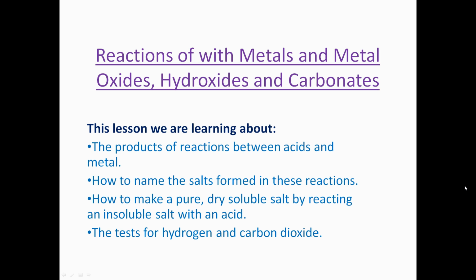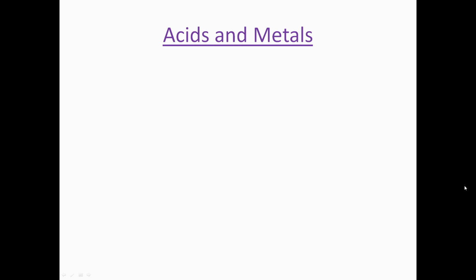We're going to look at the names of the salts formed in these reactions, how we get those names, and how we can make a pure, dry, soluble salt by reacting an insoluble salt with an acid, which is required practical 1 if you are doing the triple chemistry. And then we'll also look at the test for hydrogen and carbon dioxide.